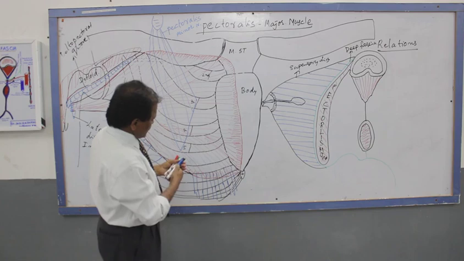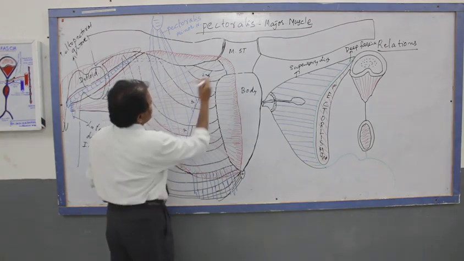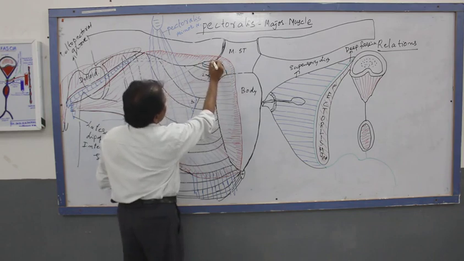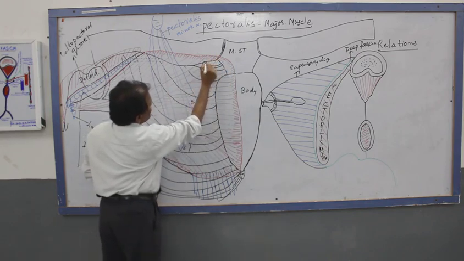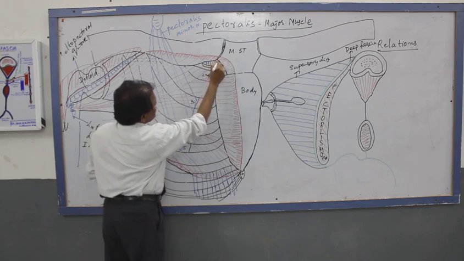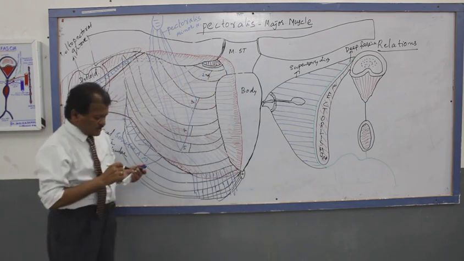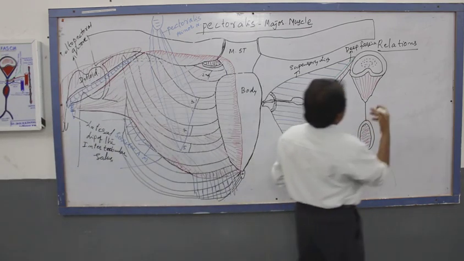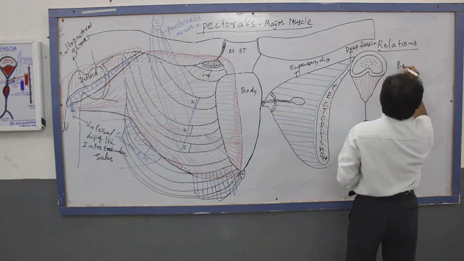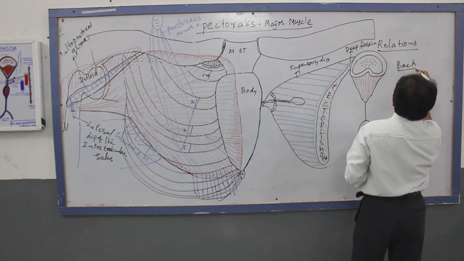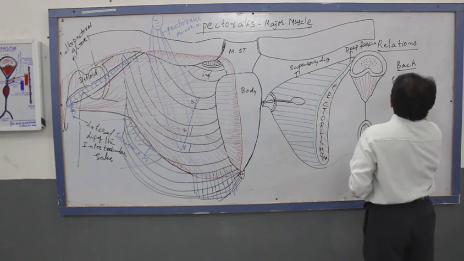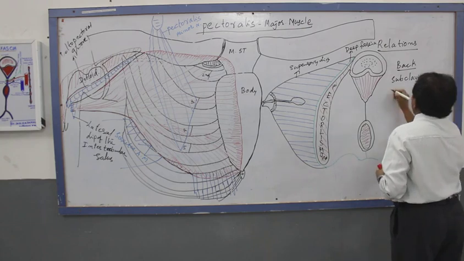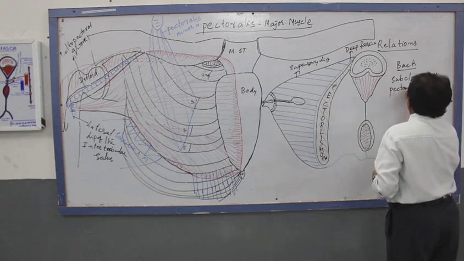and the clavicle. The first rib is located here. Yes, there is a first rib, and in between the first rib and the clavicle there is the subclavius muscle. So first, in the backside, there is the subclavius muscle. Pectoralis minor muscle.